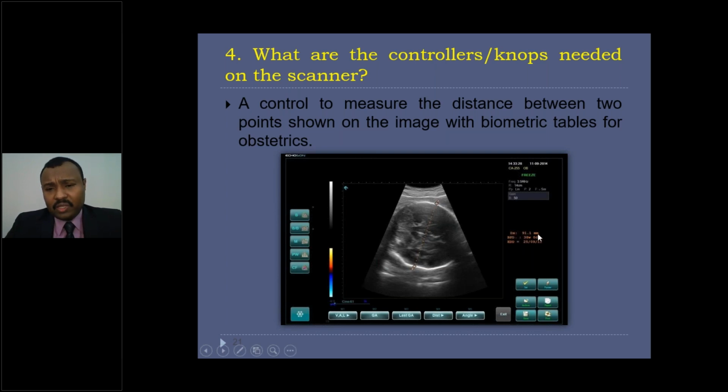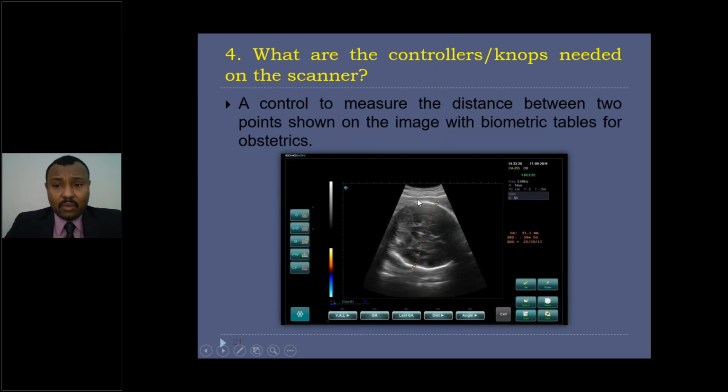So when you measure this distance, the ultrasound machine uses the information that you supplied, and it gives you information here that the biparietal diameter is equivalent to 38 weeks. So this lady is in the 38th week of pregnancy, and she's going to be delivered; the expected date of delivery is on 25th of September 2013.